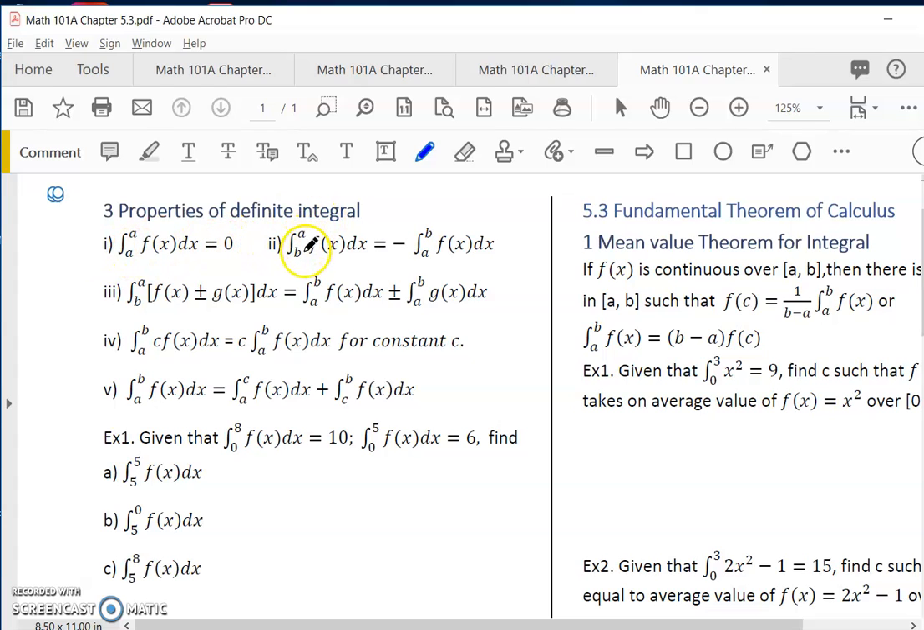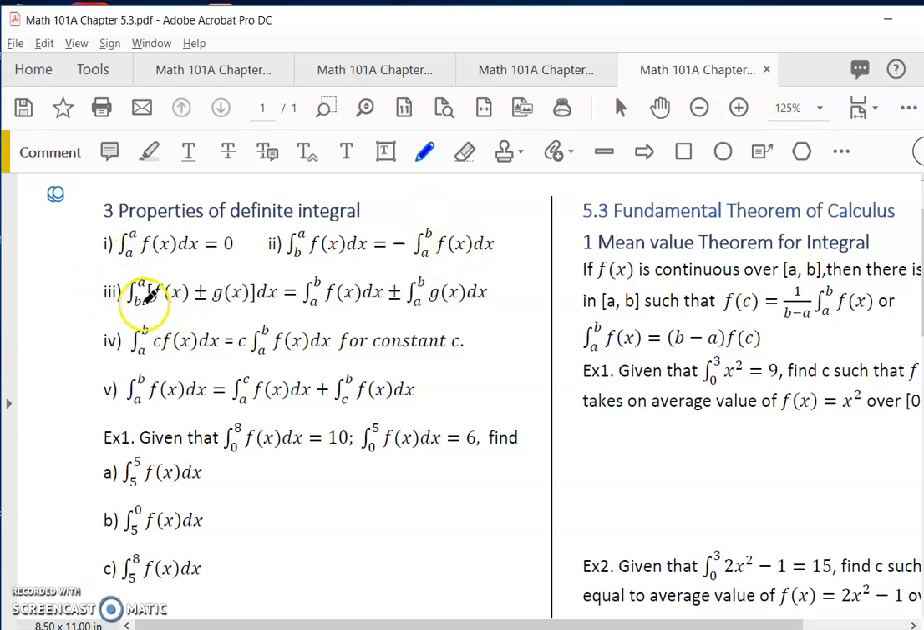And then the other one is if you switch a and b. Originally, if you know your a to b of f of x, if you switch from b to a, it's just negative because you're counting backward. So the integral from b to a of f of x is equal to the negative of the integral from a to b of f of x.